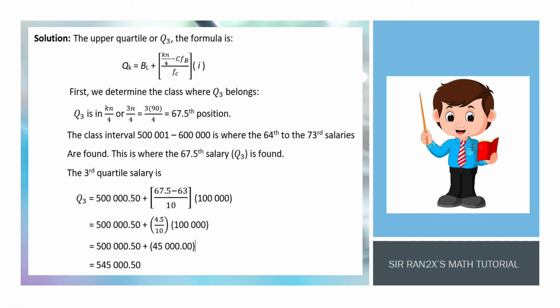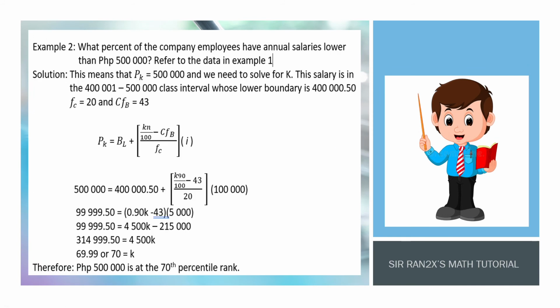That's your Q sub 3 value. If you're asked what is the upper quartile of the salaries of the employees, your answer is 545,000.50. All right, let's continue. I hope that's understood. Let's proceed to another problem.